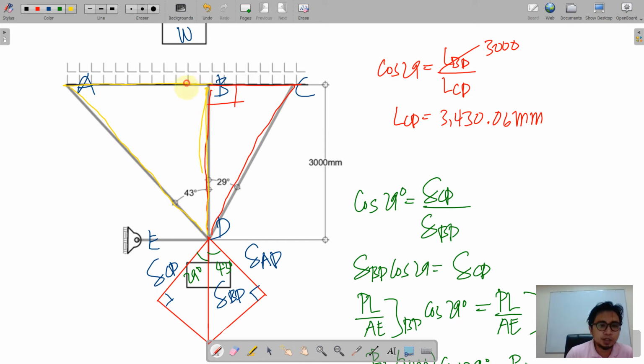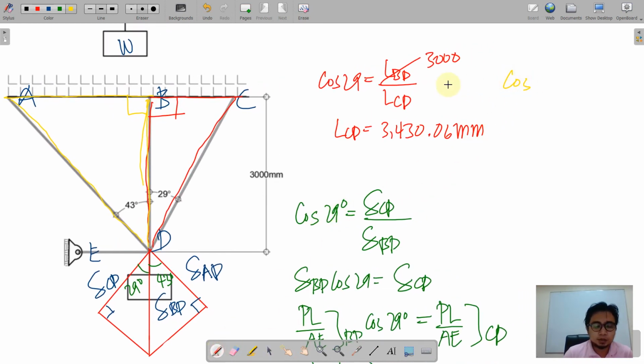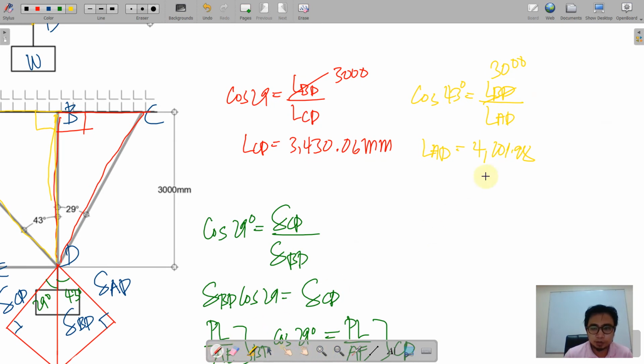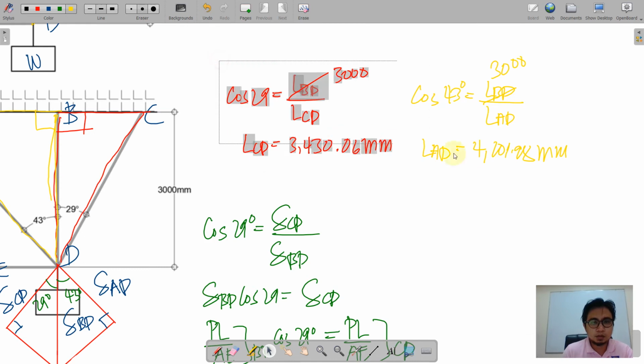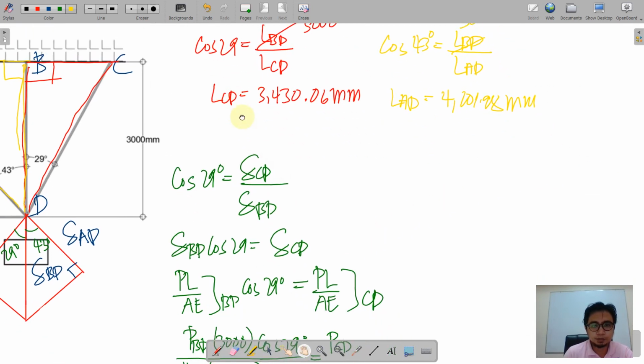So to avoid further disturbances by and by, we'll just compute for the other length, that is length of AD. Again, that is obtained by writing cosine of 43 degrees is equal to length of BD all over length of AD. So therefore, length of AD is simply equal to, see, this is 3000. So 3000 divided by cosine of 43 degrees, we have 4101.98 millimeters. So here, I'm going to carry that value.